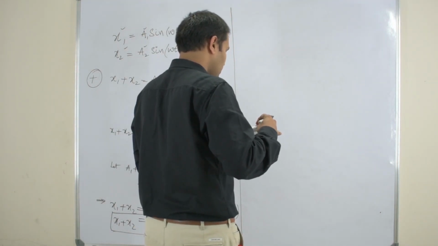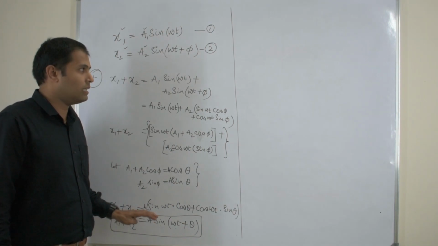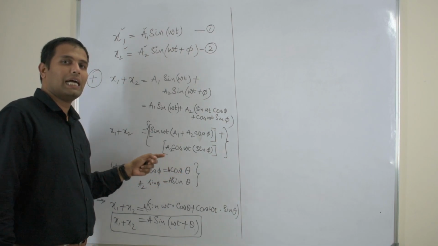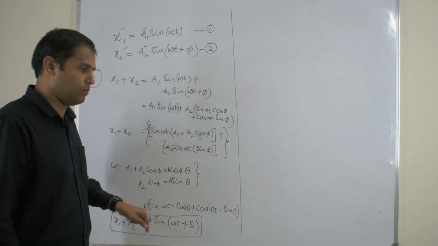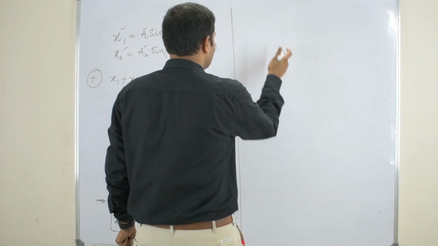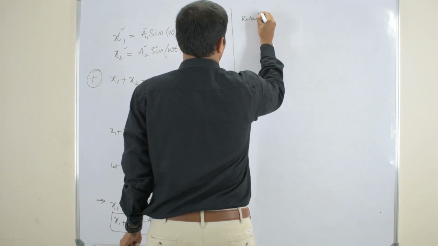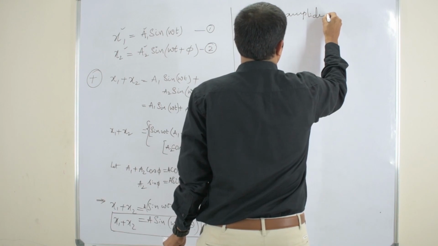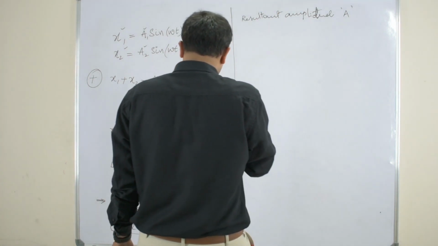Now, what you have derived? You have proved that if two simple harmonic motions are added, the resultant motion will also be a simple harmonic motion. That is what you have shown or proved. Now, we'll find out the amplitude and the phase angle. So, the resultant amplitude. How can you find it out?